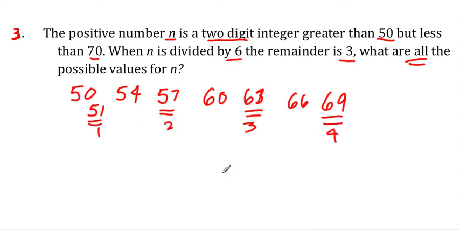In a grid-in question on the SAT, that would be a highly likely question. What is one of the possible values? And we have 51, 57, 63, and 69. They all have a remainder of 3 when divided by 6.